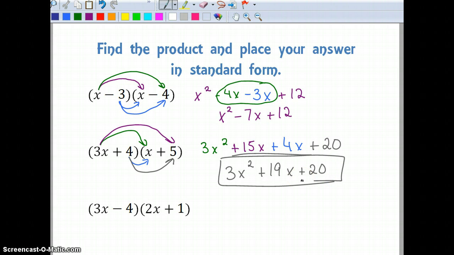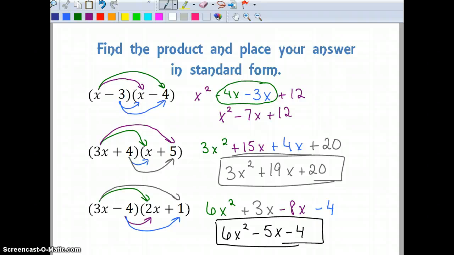Okay, now you do this next one. You have 3x minus 4 times 2x plus 1. Go ahead and pause and then come back and check your answer. Okay, you ready? So your answer for this last one should be 6x squared minus 5x minus 4.